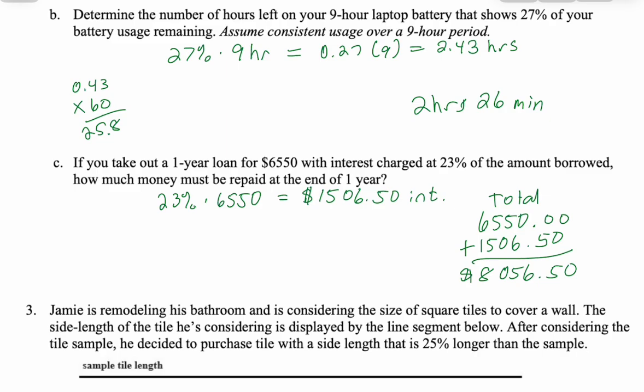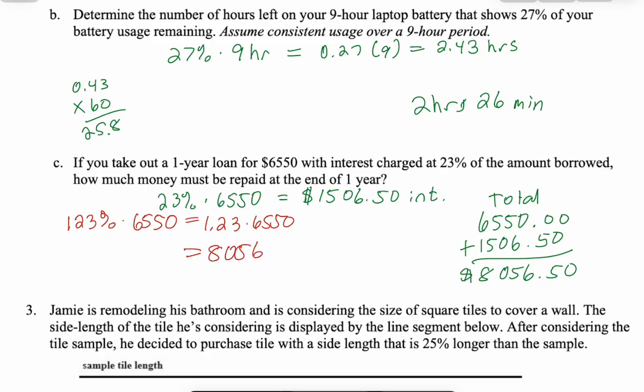But another interesting method we can use is, instead, if you just take 100% and add on the 23, because we know that we have to pay back the 100% loan, 6,550, and the 23%. And if we multiply that times 6,550, so that would be the decimal 1.23 times 6,550, we immediately get 8,056.50.